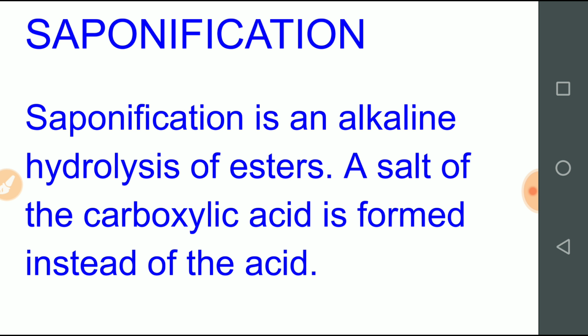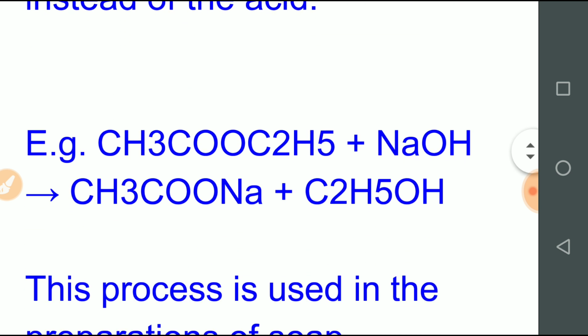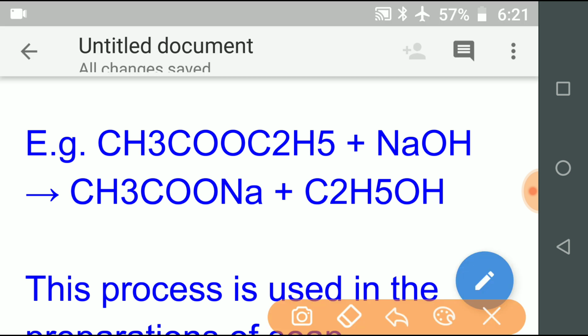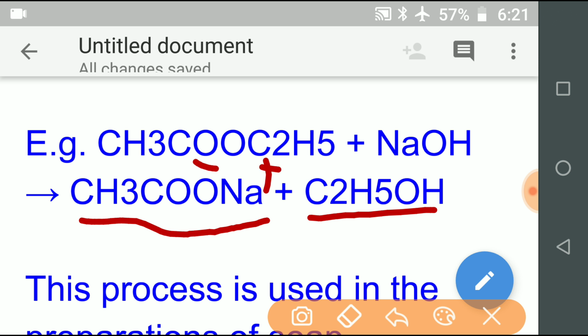Now let us discuss the saponification reaction. Dear friend, here is one example: CH3COOC2H5, which is an ester, reacts with sodium hydroxide, an alkali or base, to give rise to ethyl alcohol C2H5OH and sodium acetate, CH3COO minus Na plus. So this is called sodium acetate and this one is called ethyl alcohol.